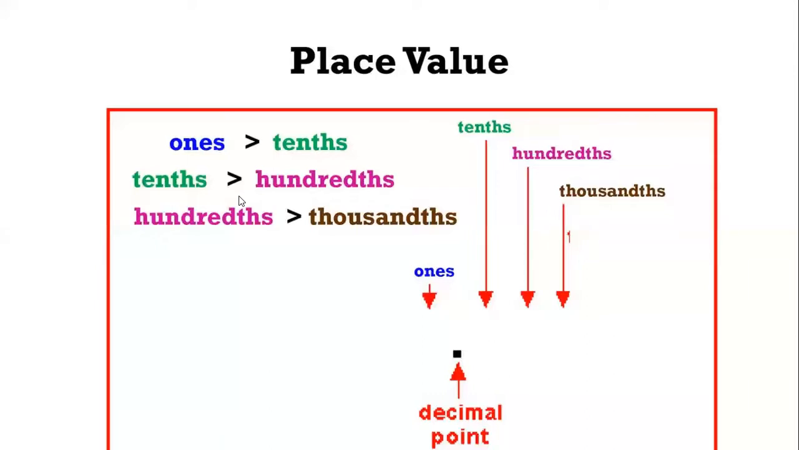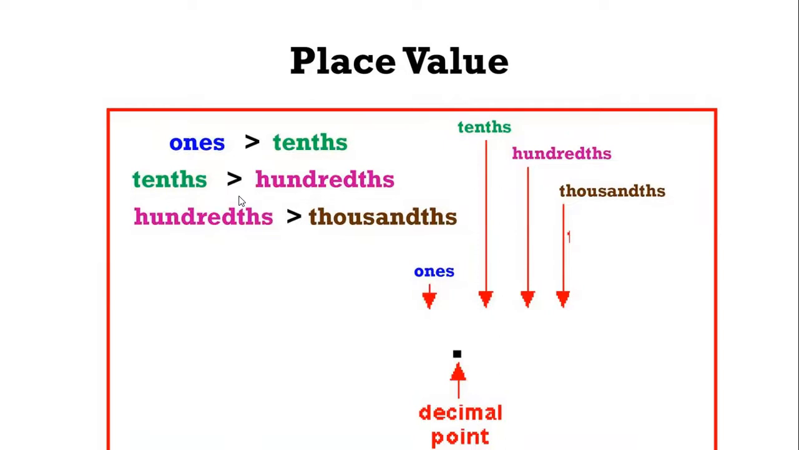Wait, I will guide you what you have to write. Sir, we can write like this also. Tenths is 6, hundredths is 7. T is 10, H is 100.